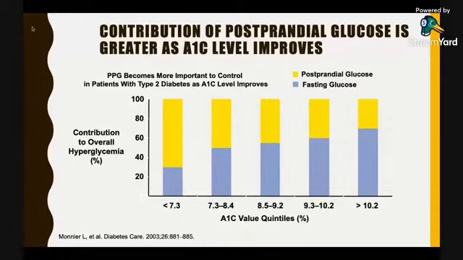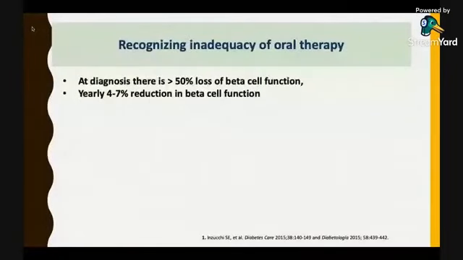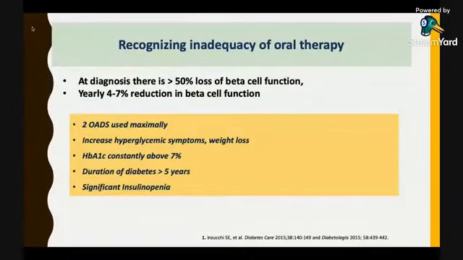Now, recognizing inadequacy of the oral therapy is also very important because, as I told you, at diagnosis, there is more than 50% loss of beta cell and yearly 4 to 7% reduction in beta cell function is happening. So ideally, 2 to 3 OADs maximally used might be one of those indicators where we might be thinking that probably this patient would be needing insulin addition to the current therapy.